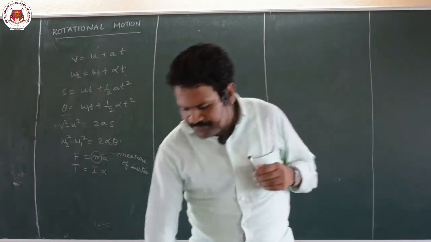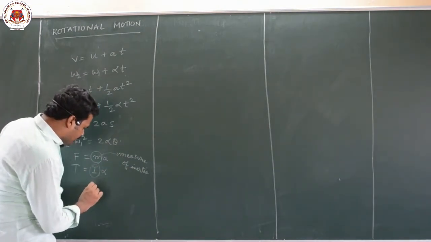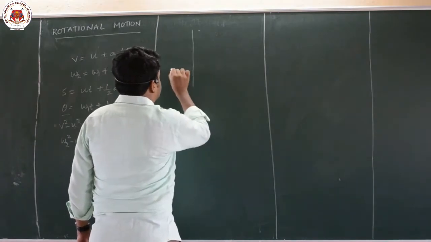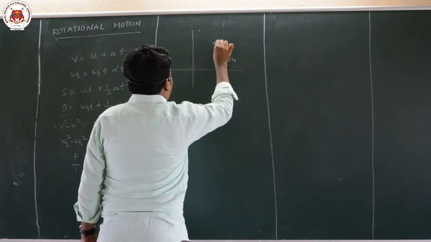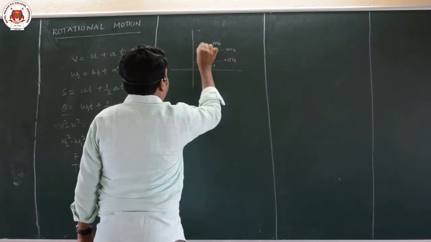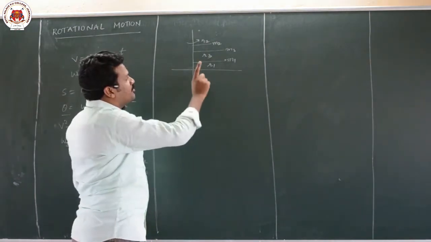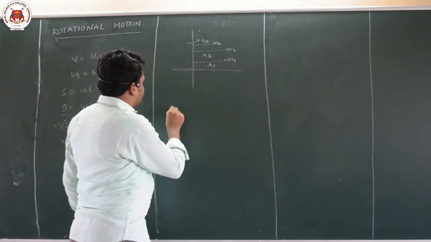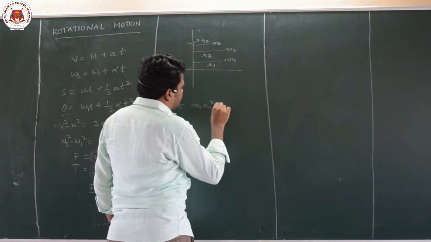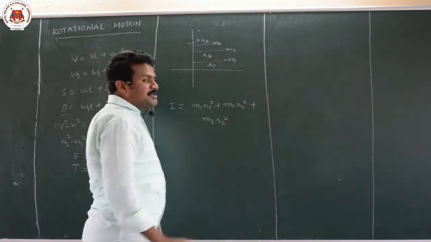Moment of inertia is a very important topic in competitive exams. Many times they ask questions on it. Moment of inertia I = mk square, where m is the total mass and k is the radius of gyration. If there are particles m1, m2 and m3 at distances r1, r2 and r3 from the axis, and you rotate them about the axis, then the moment of inertia for a system of particles is m1 r1 square + m2 r2 square + m3 r3 square. This is the moment of inertia.